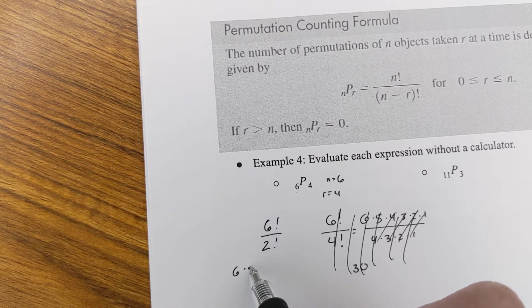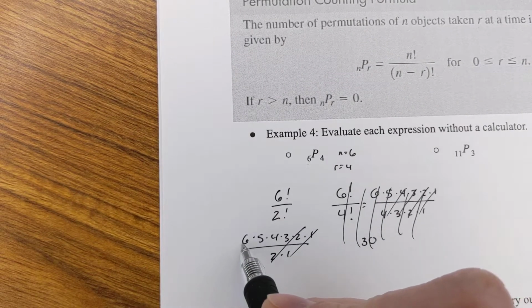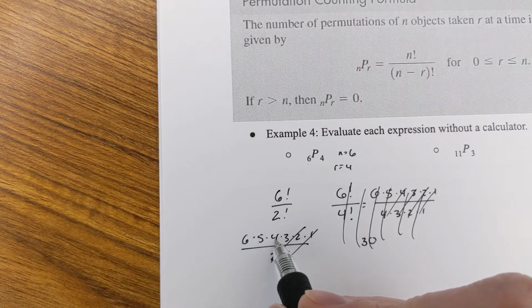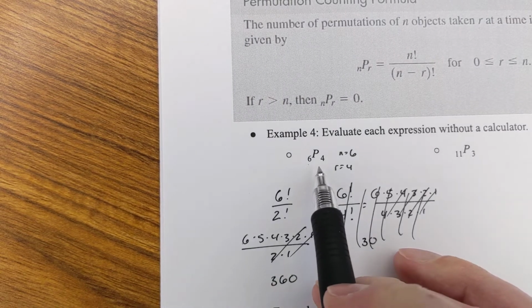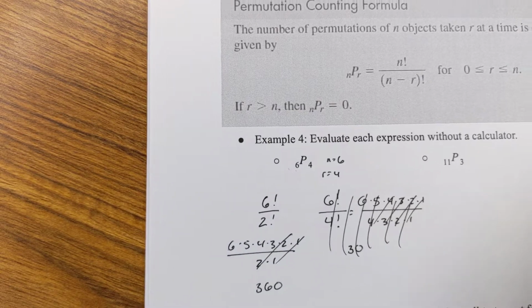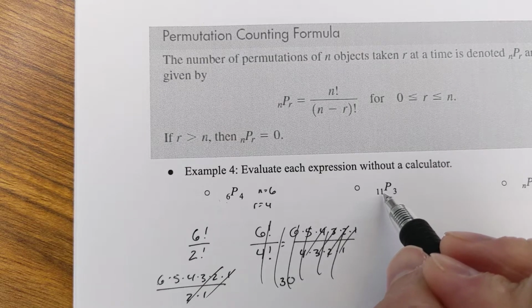So you have 6 times 5 times 4 times 3 times 2 times 1, all over 2 times 1. So those cancel. So 6 times 5 is 30, times 4 is 120, times 3 is 360. So there's 360 different ways that I could select a group of 4 out of a group of 6 if order matters. So here, 11 groups.